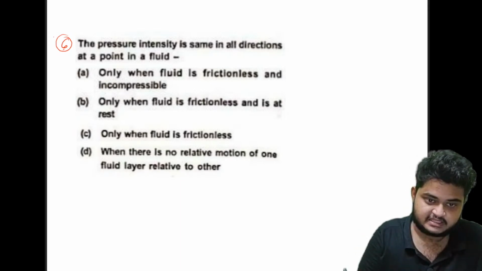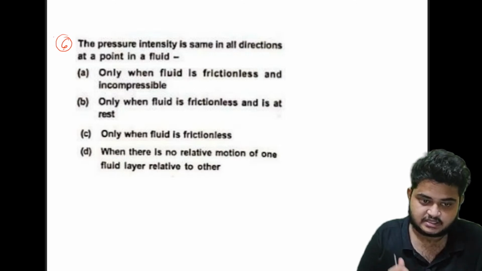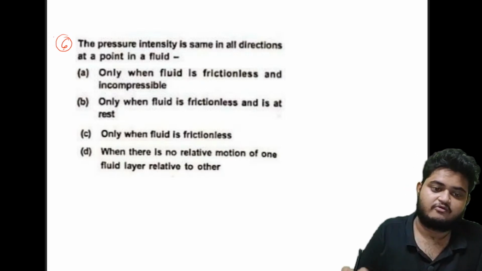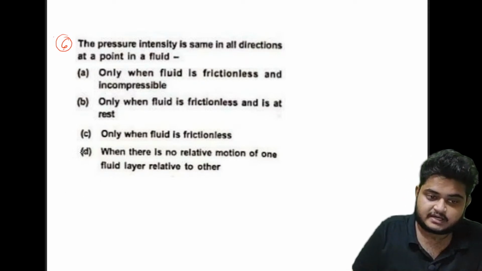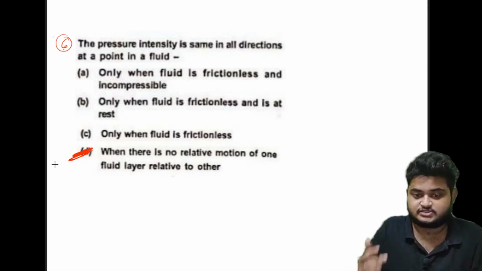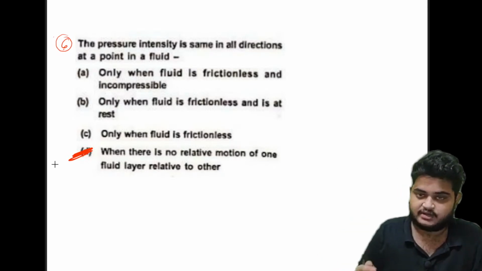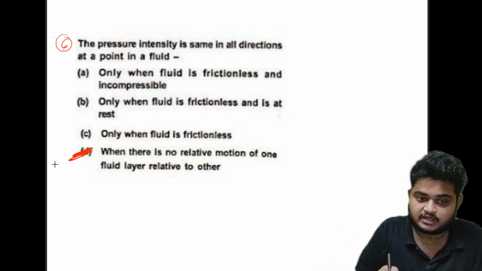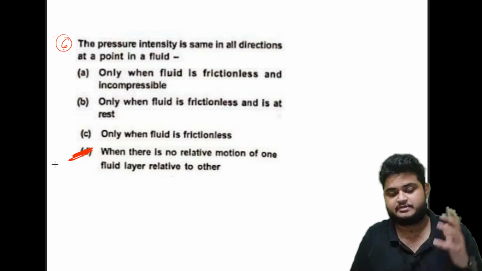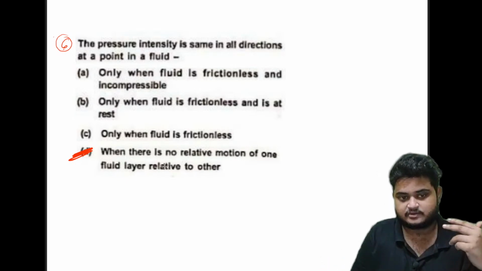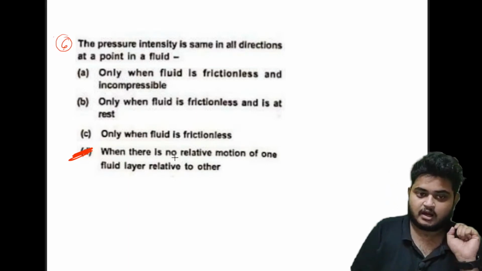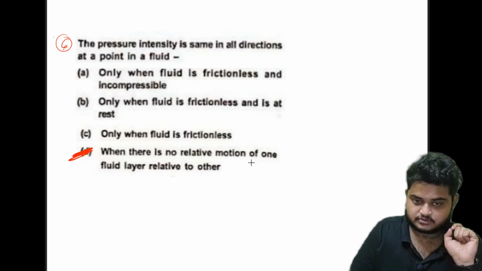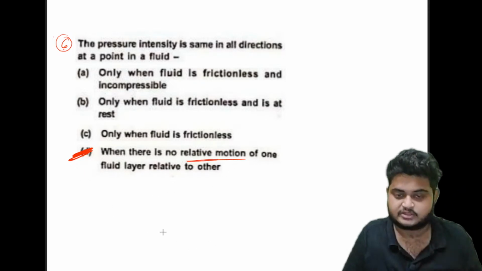Only when fluid is frictionless, and option D is when there is no relative motion of one fluid layer relative to another. This will be the correct answer because the fluid has to be in a static condition. When there is no relative motion of one layer of fluid to another layer, that means no shear is required. So when the fluid is in static condition, there is no shear in that particular fluid. So it will be option D. No relative motion should be there between the layers.